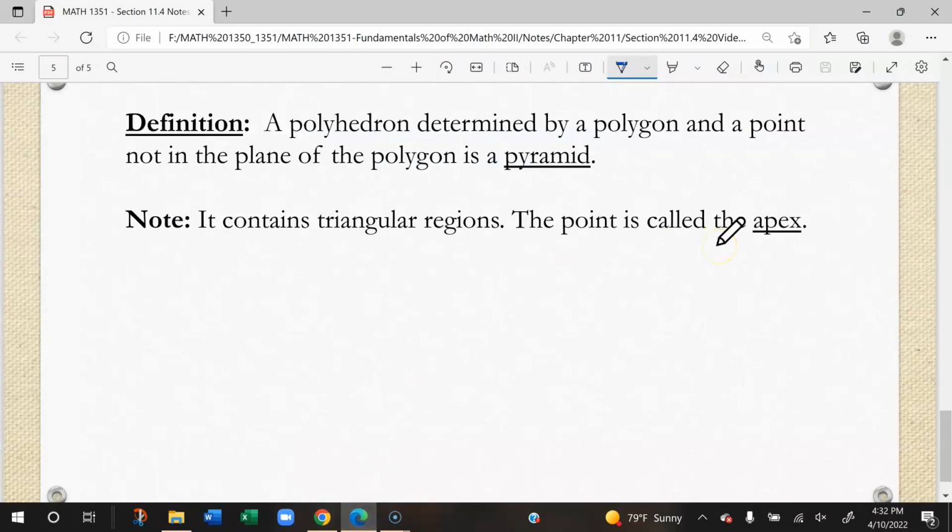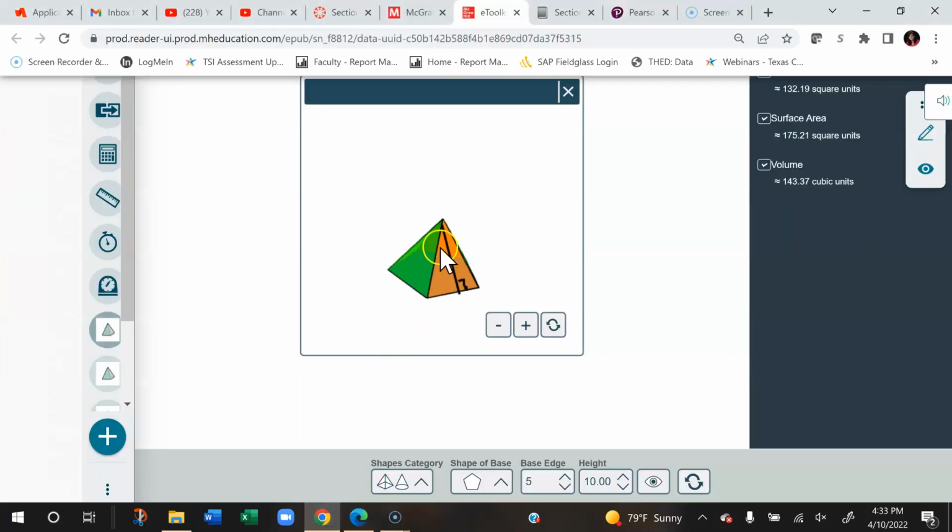So the point is called the apex. So like this right here is our apex. This is our slant height. So we're going to be looking at these different types of pyramids, prisms, that type of thing.